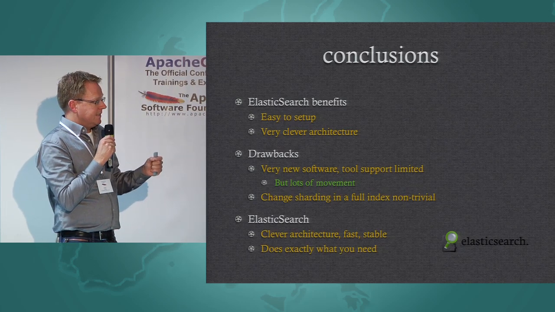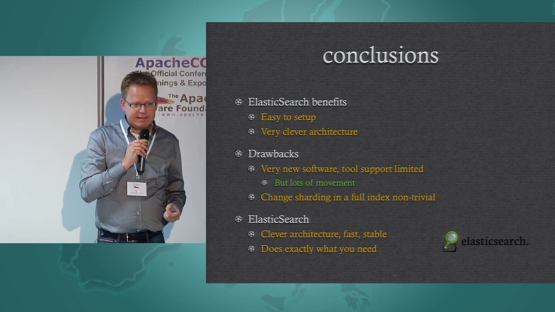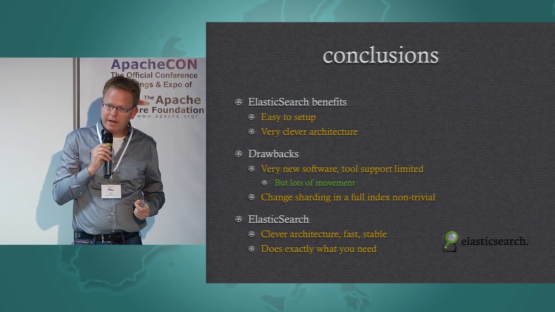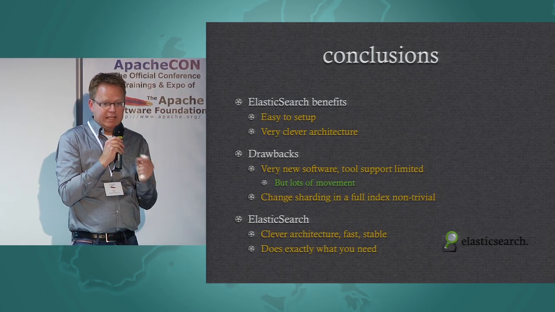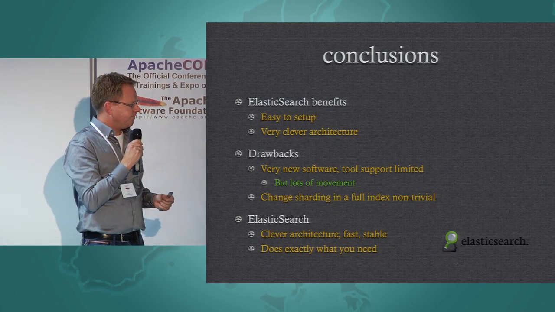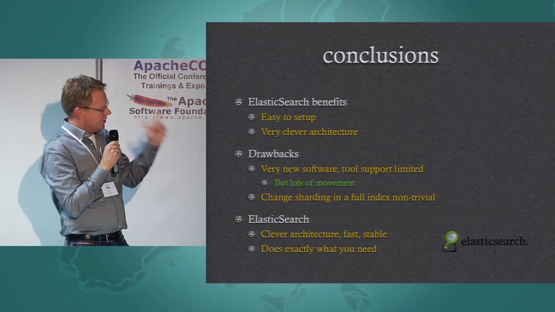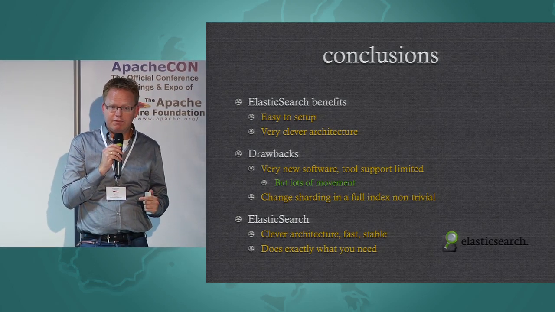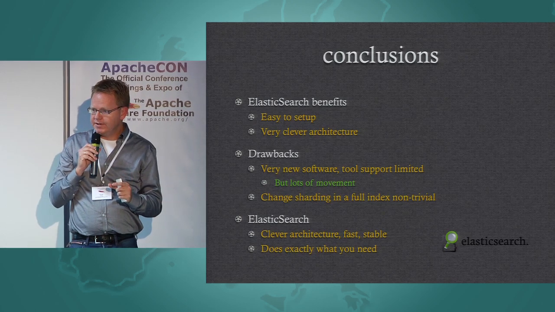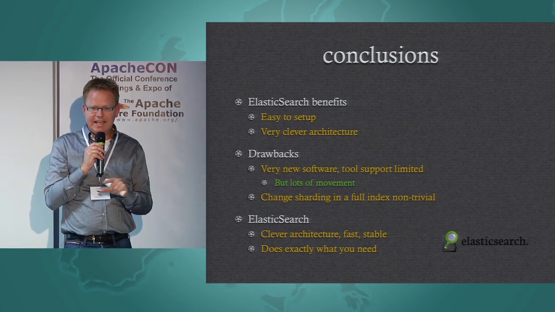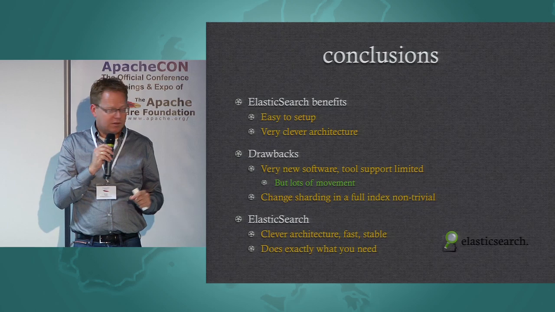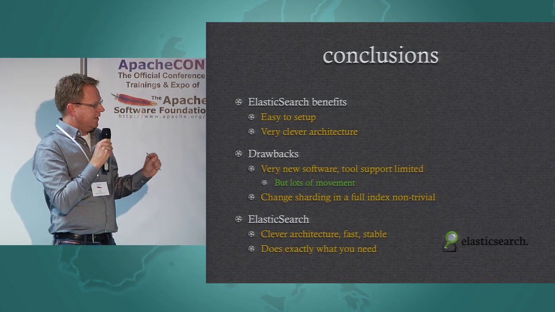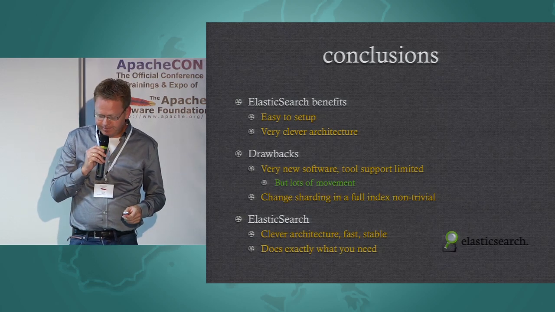And one of the other drawbacks is changing the sharding in a full index, as I said before, is not trivial. So it is one of the drawbacks of using Elasticsearch, but it's based on one of the basic assumptions there. So Elasticsearch, it's clever, it's fast, it's very stable, very mature, which is interesting for a very young product like this. We've been using it in production and never had any issues with crashing or things like that because of bugs. And usually, I think it does exactly what you need.